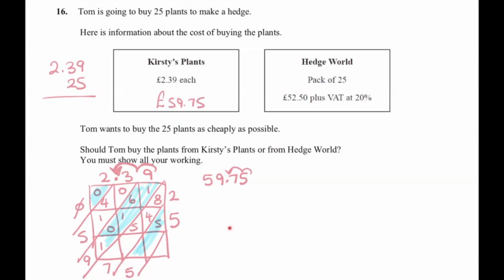And this is a really useful and good way to do things, because sometimes our page can get really busy with its workings out and then we can lose key information. I have found the cost. I'm going to pop it up there, and then it's easy for me to see when I need to look at it again. So Hedge World, there's a pack of 25.